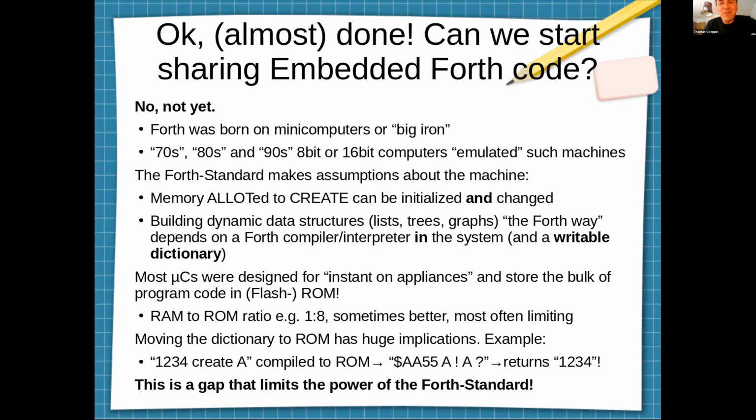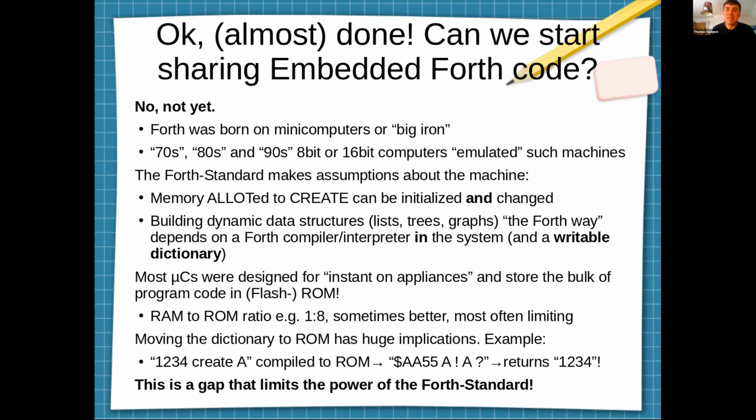We have almost everything here, even a Forth standard. We have Forth.net. So can we start sharing embedded Forth code? In my opinion, there's a problem. We're not there yet.